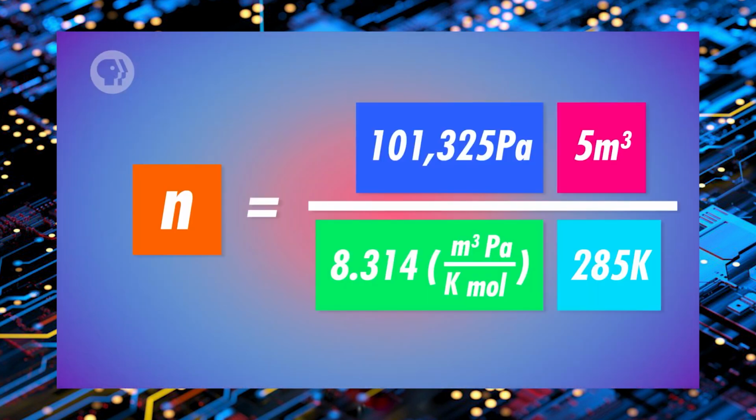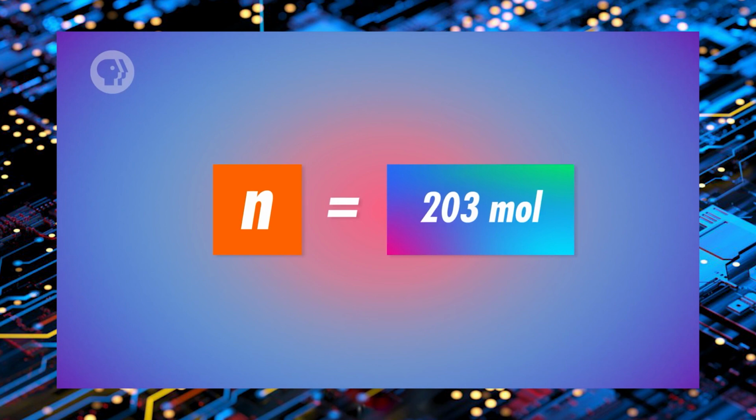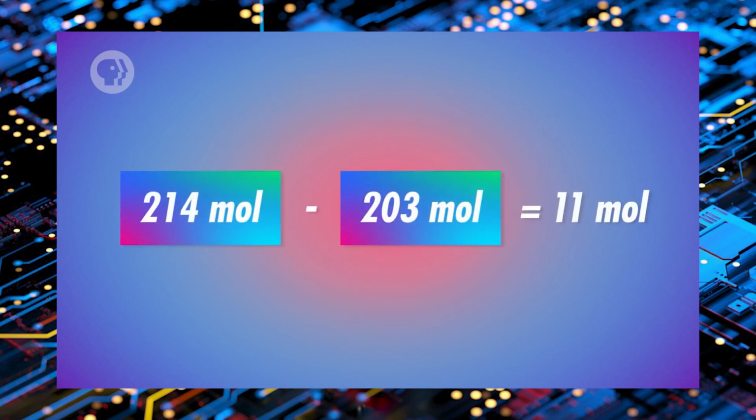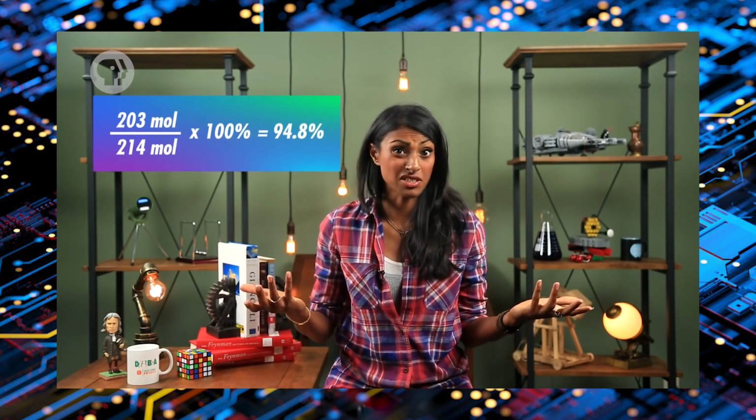Now, how many moles of air were inside your car when you drove home in the afternoon, when it was about 15 Kelvin warmer than in the morning? We do the same calculation, just this time with temperature equal to 300 Kelvin, and find that there are only about 203 moles of air inside your car in the afternoon. That's a difference of 11 moles. So there's about 5.2% less air in your car than there was in the morning, just because it got warmer outside.